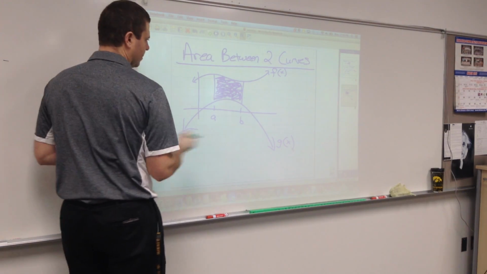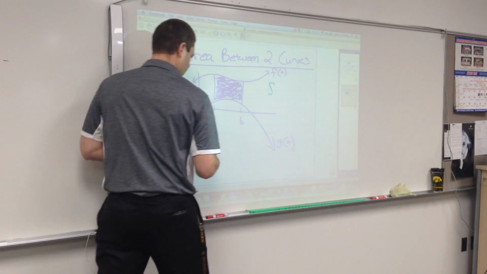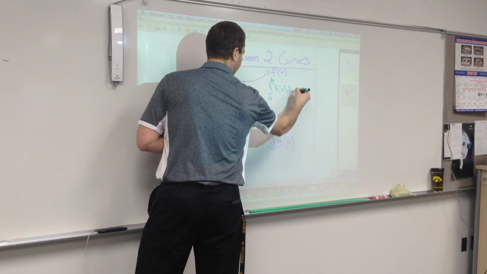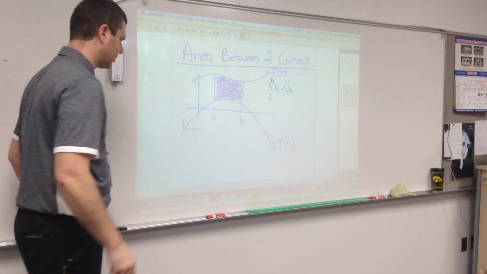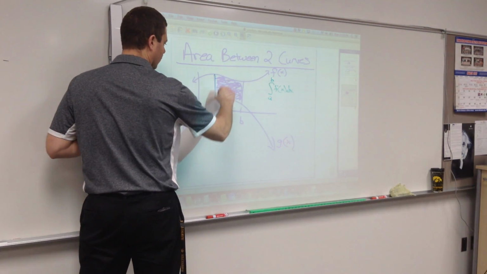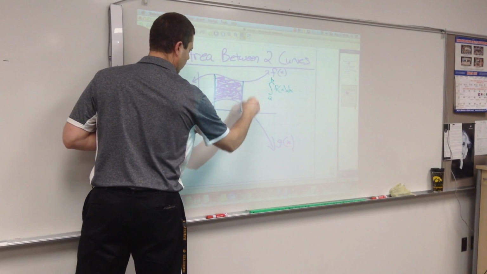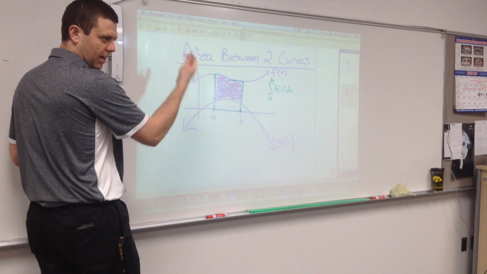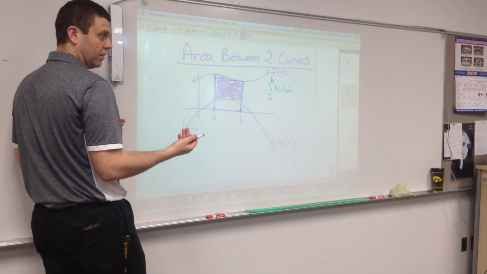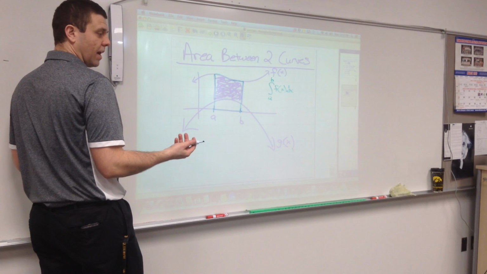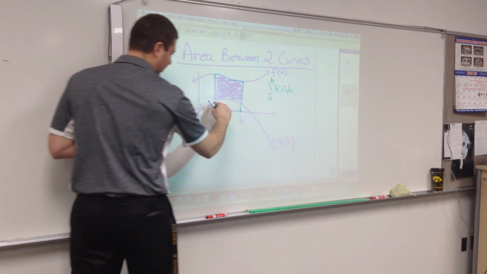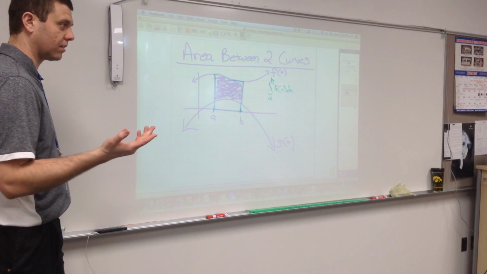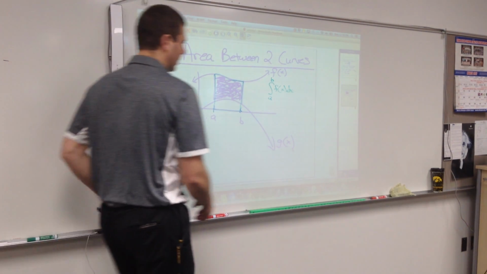If I found the area from A to B underneath f of x dx, that would give me all this area here, right? All the way down to the x-axis. I don't want all of it, okay? So all you're going to have to do is what? Subtract. Subtract the area under the curve from A to B of g of x dx. It is that easy, okay?